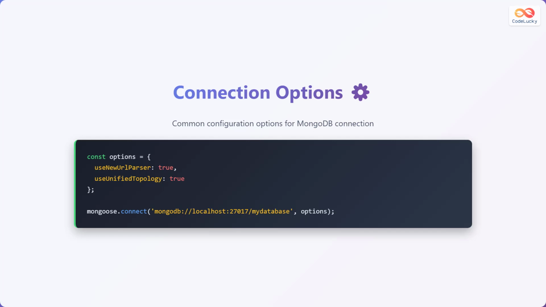Mongoose provides several configuration options to customize your MongoDB connection. A common option is to set useNewUrlParser to true and useUnifiedTopology to true. These options ensure that you are using the latest features and improvements in MongoDB connectivity. Here is an example: const options equals an object with useNewUrlParser set to true and useUnifiedTopology set to true, and then pass this options object as a second argument to the mongoose.connect method.